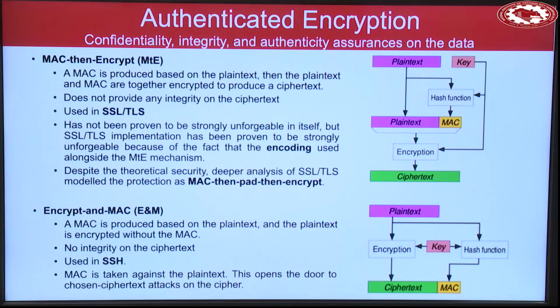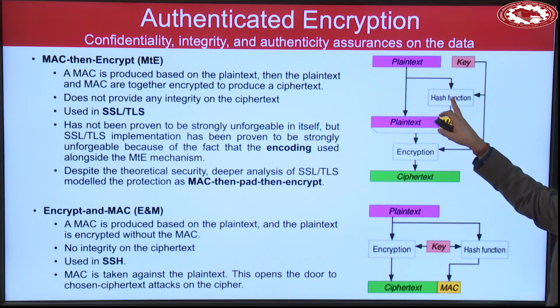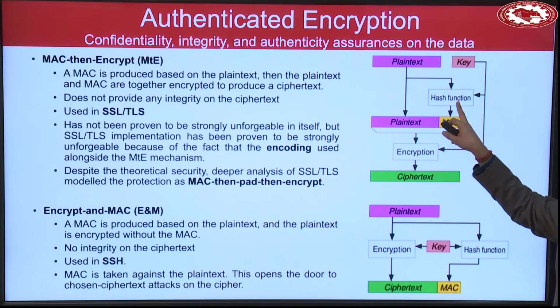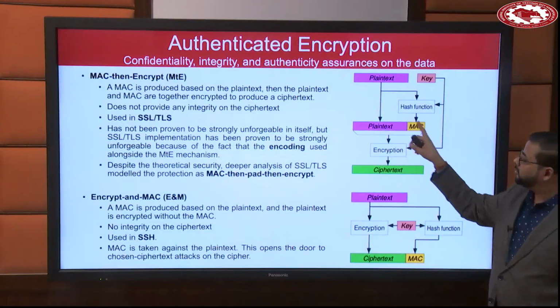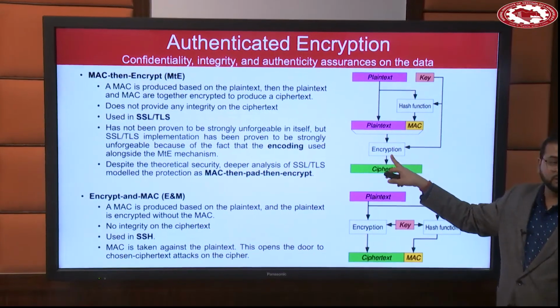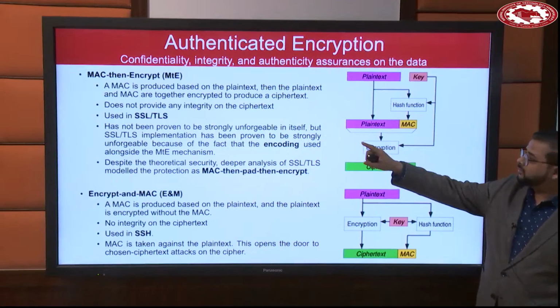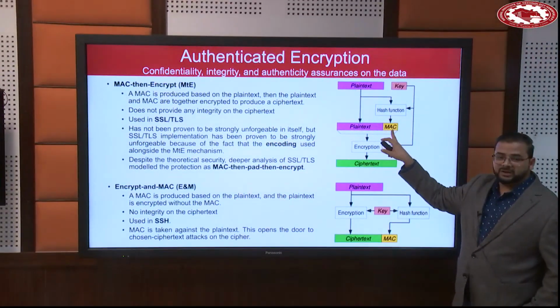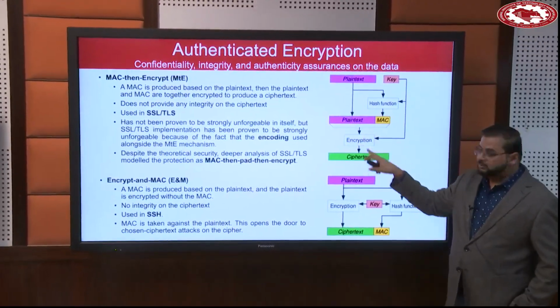When I say MAC then encrypt, what does it mean? It performs a MAC function first, and then encrypts it. So I have a plain text. I'm passing it to a hash function, applying a key to get the MAC, and I'm encrypting both together to get the ciphertext. So in this case, I'm performing a MAC of the plain text and then encrypting the entire message to get the ciphertext.